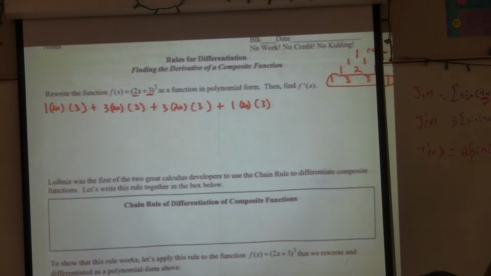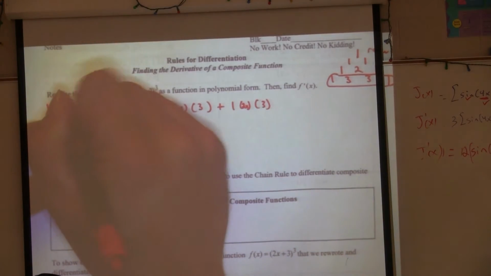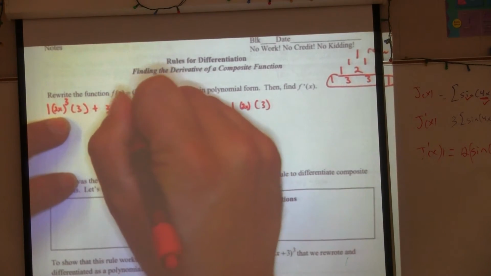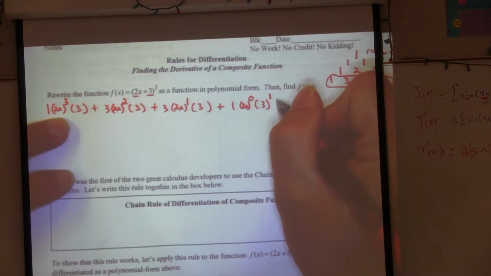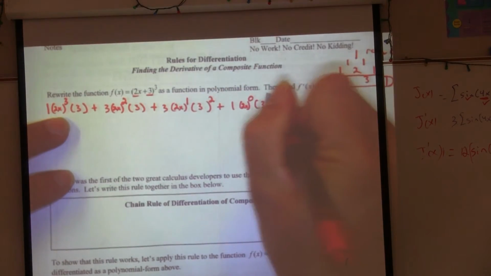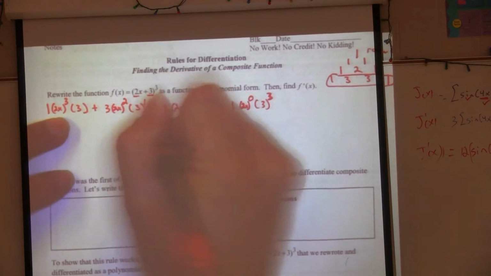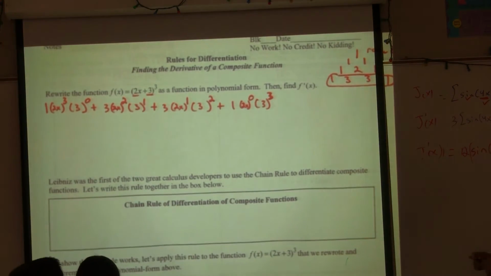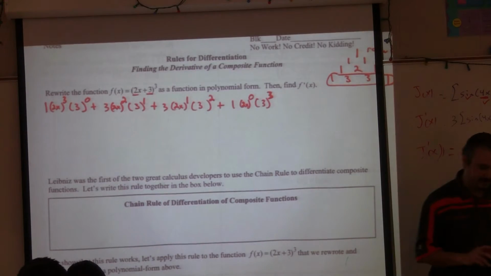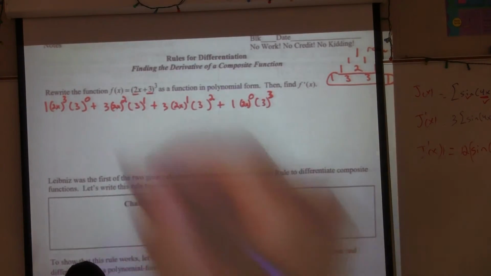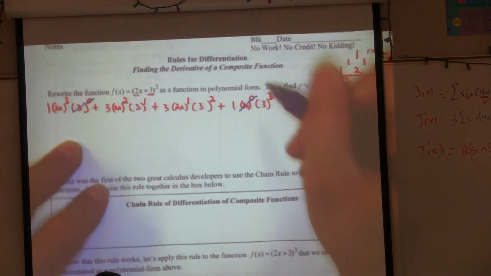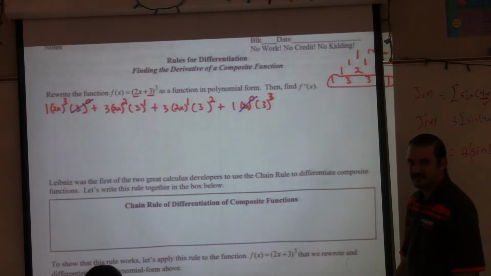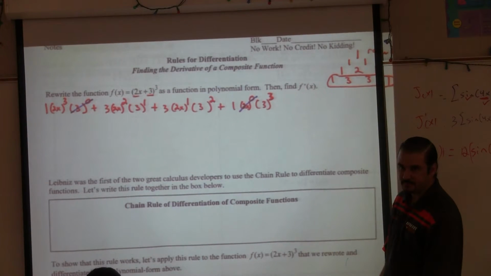Are we okay? What power does the 2x in the first parentheses begin with? 3, and then we go down by 1 up until we get to 0. Then we come back up with the other guys. So we start with 3, then 2, then 1, and then 0. Are we okay so far? Anything to the 0 power is what? Not 0, come on, you guys are in calculus. 1. That's fine.